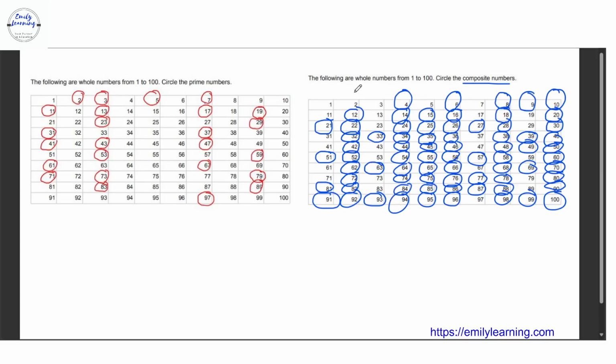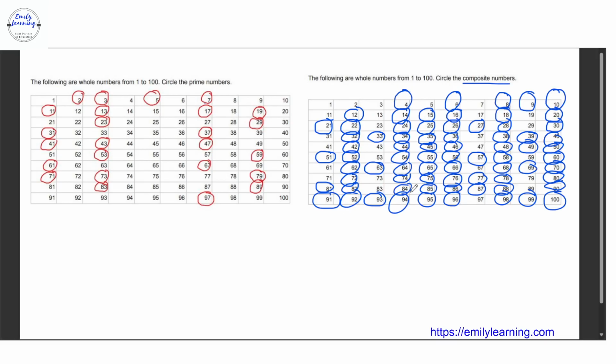You'll notice that all the even numbers except for 2, in all those columns where the number ends with 2, 4, 6, 8, and 0, will all be composite numbers. The only exception is 2, because 2 can only be divided by 2 and itself.